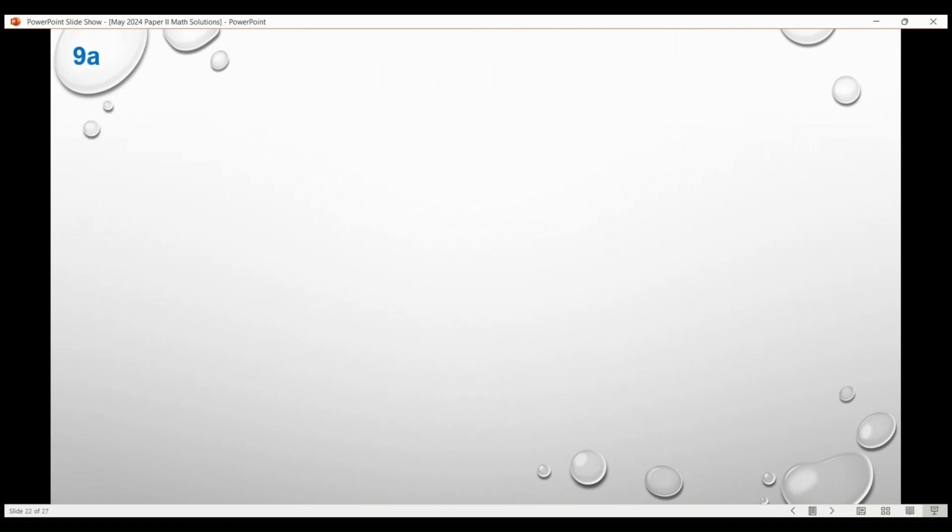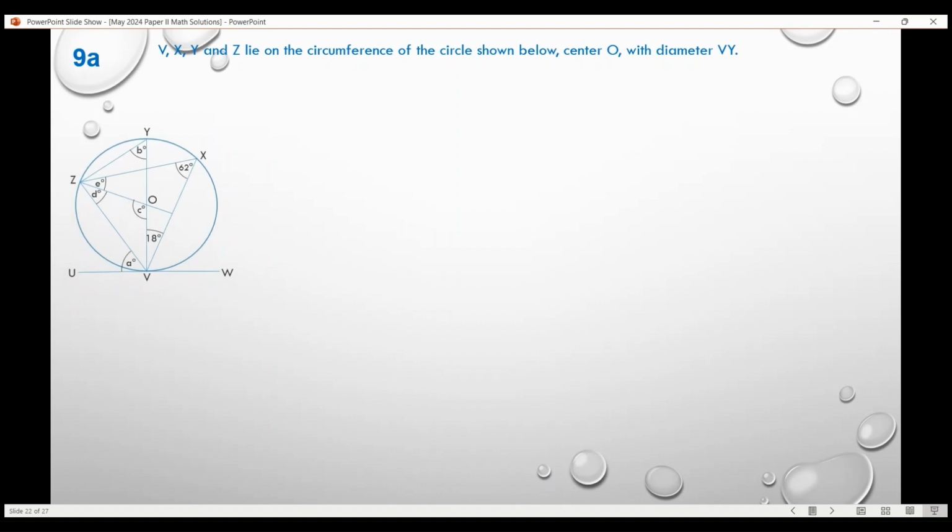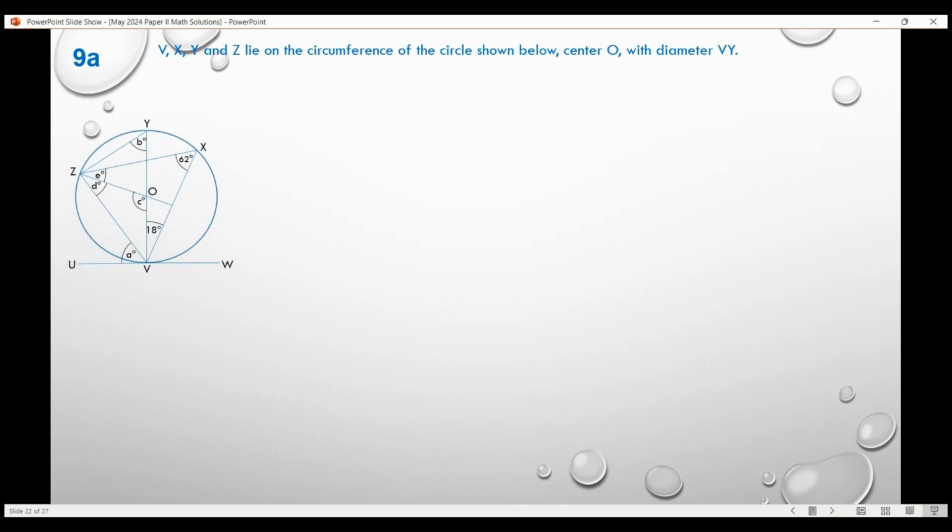Now going on to number 9a. V, X, Y, and Z lie on the circumference of the circle shown below. If we look at the circle, we can see all 4 points there. And the center is O. We have that as well, a fifth point, with diameter VY. So we can easily see this is a circle geometry question.